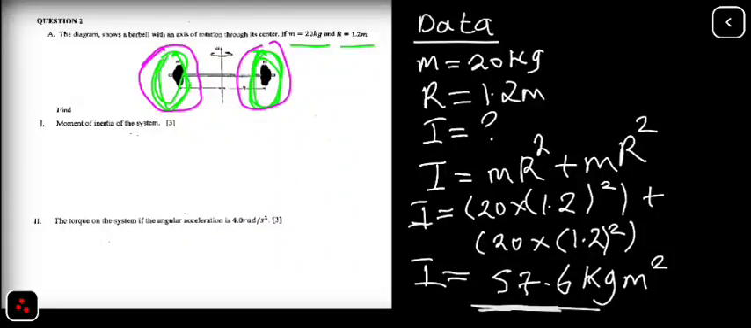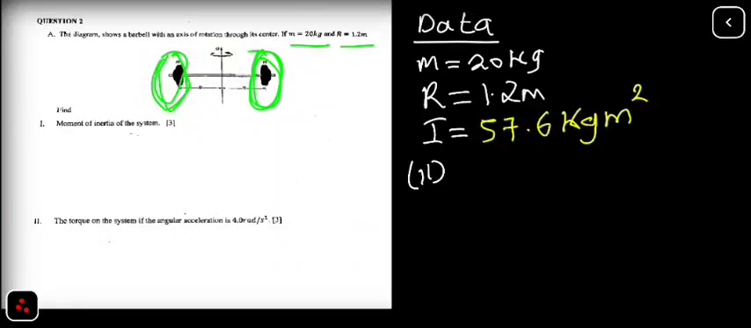Now let us proceed to the second question. Part 2 says: find the torque of the system if the angular acceleration is 4.0 rad per second squared. The formula for torque is the moment of inertia of the system multiplied by the angular acceleration. We found the moment of inertia to be 57.6 kg meter squared, so now we just plug it in.